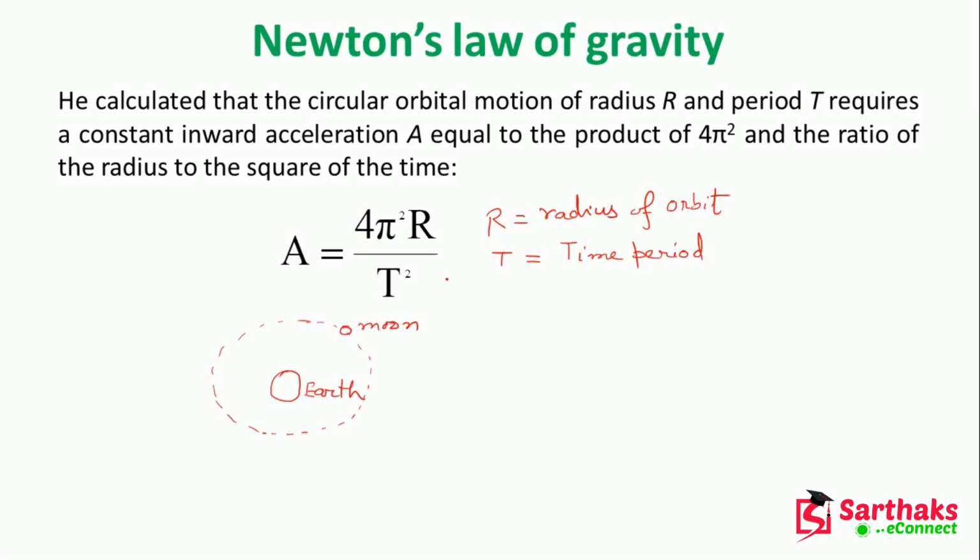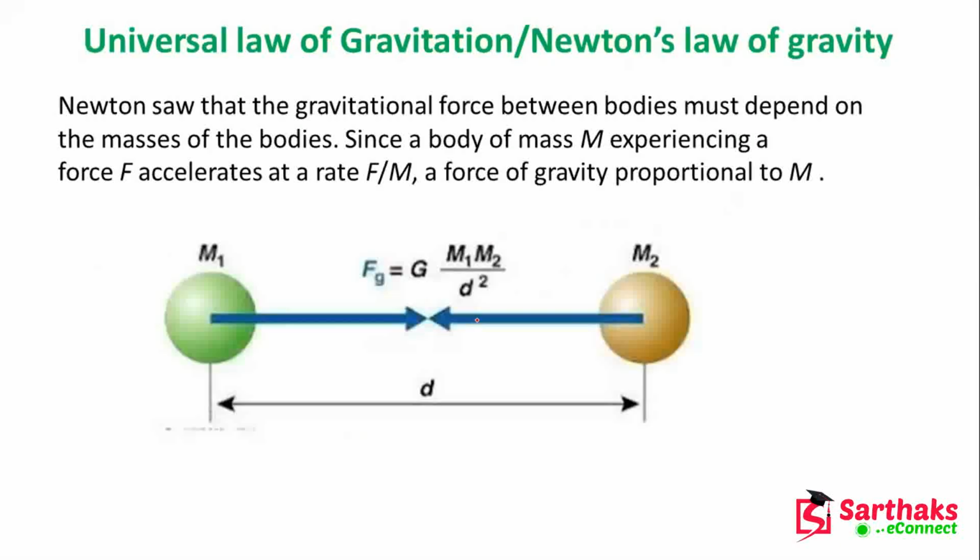So the acceleration, this is the inward acceleration. So I can write here inward acceleration. Inward acceleration, that is a, that equals 4 pi square r by T square. Okay.